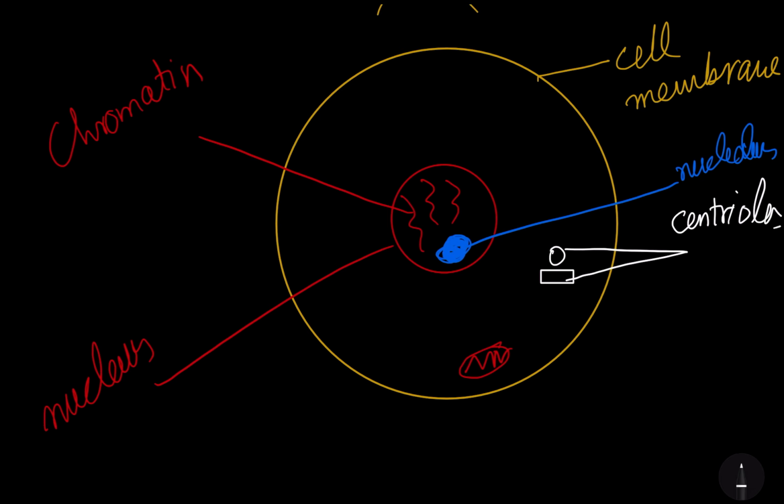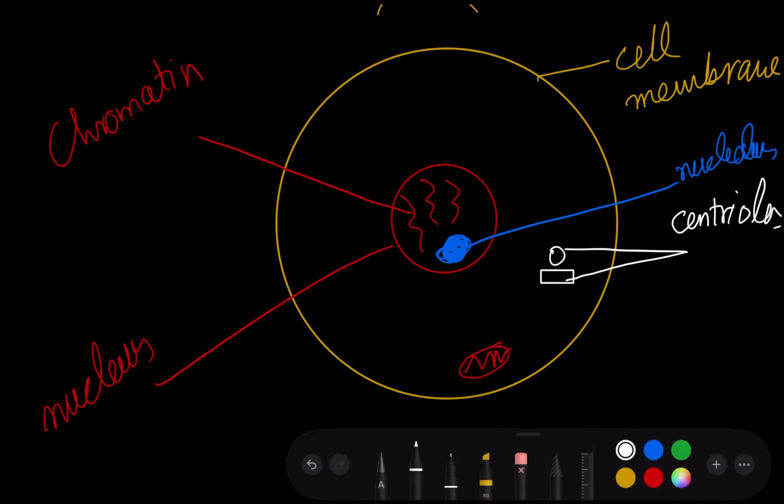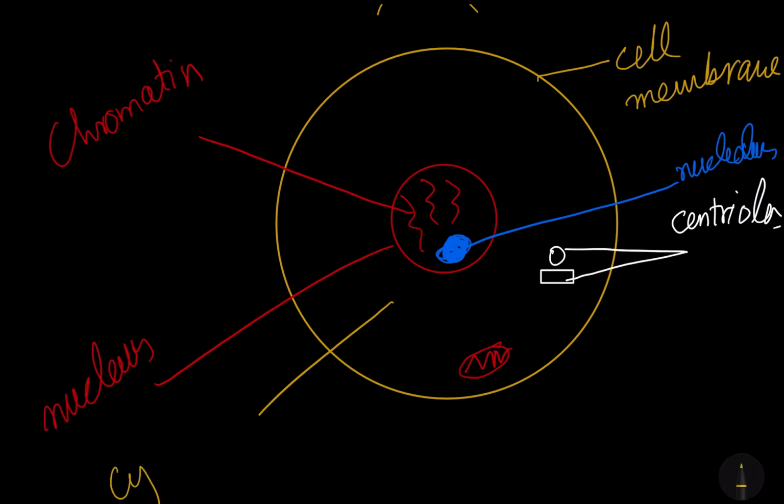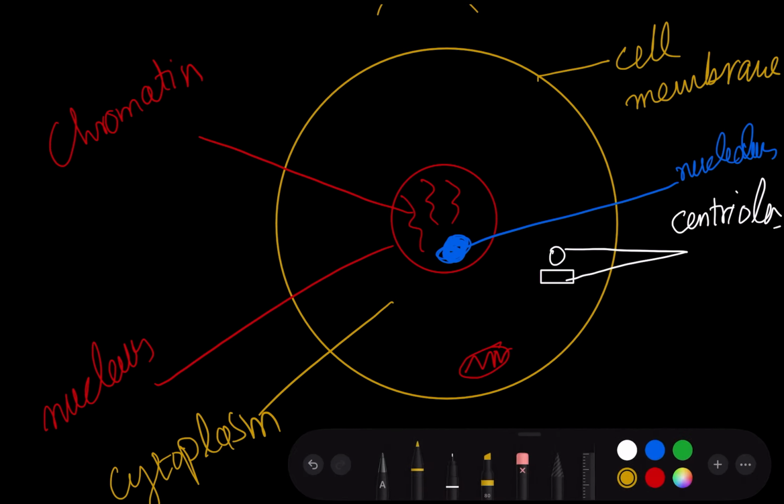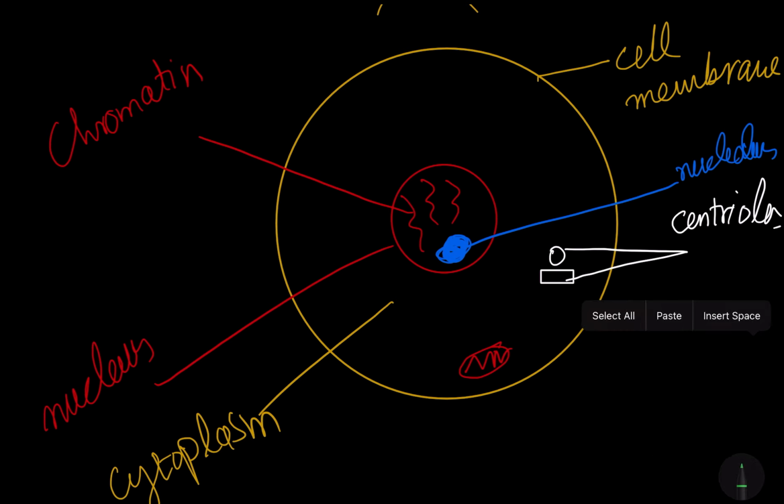After that we have cytoplasm inside. The full structure has it. Unlike the plant cell, we don't have a large central vacuole, but instead we have small vacuoles.